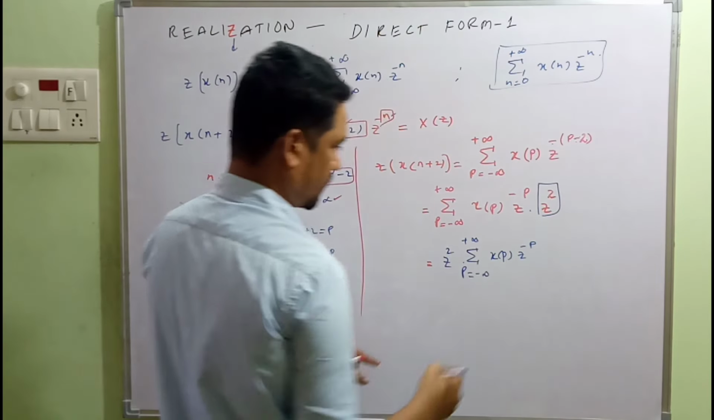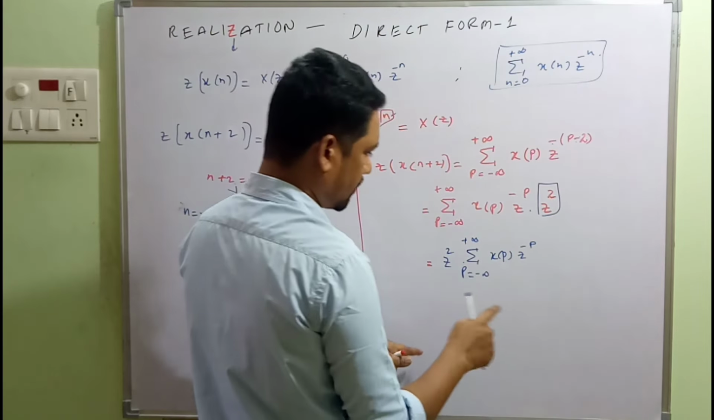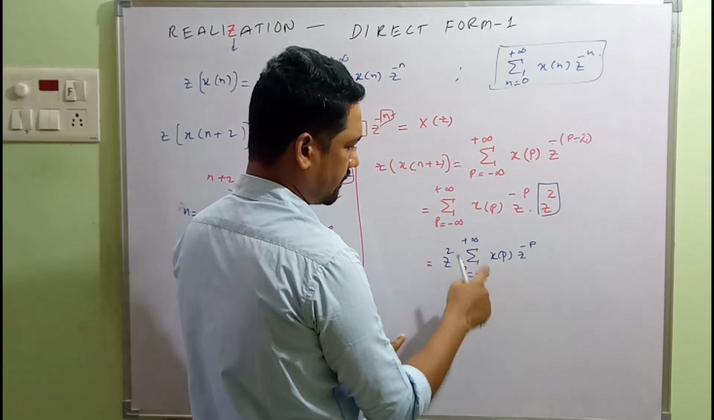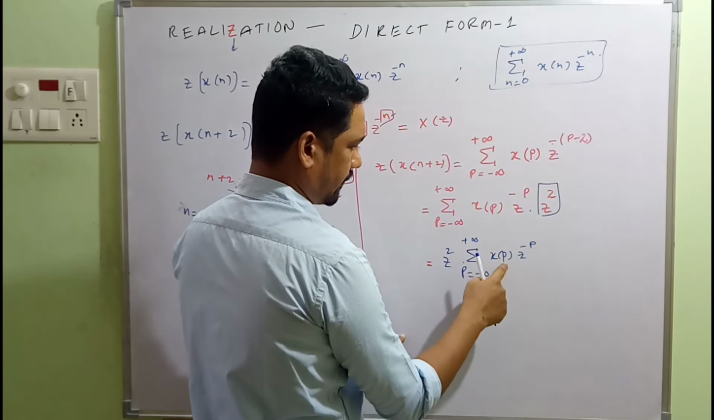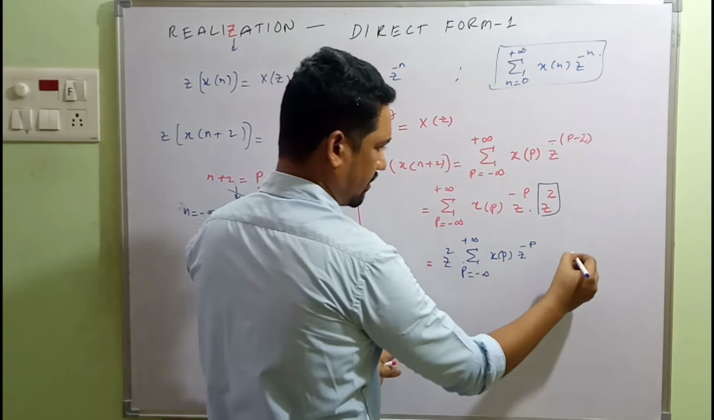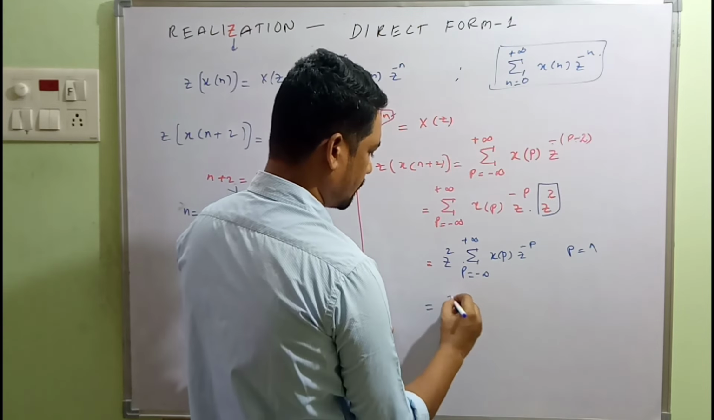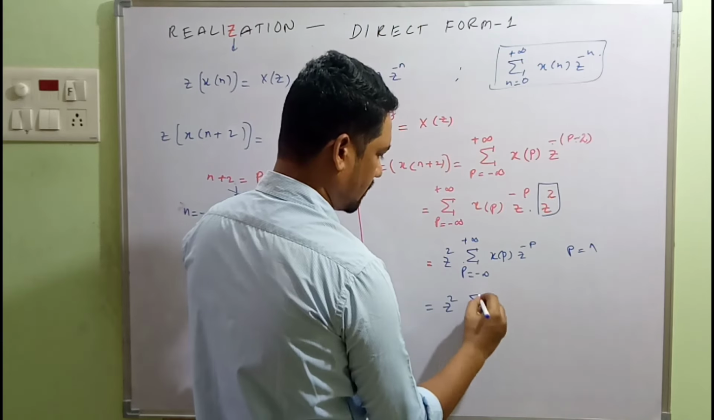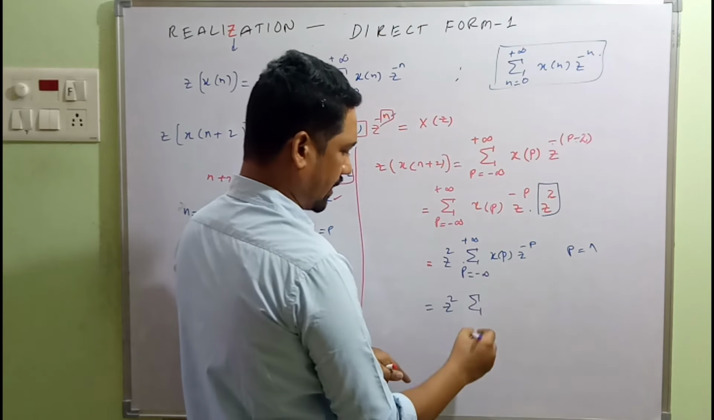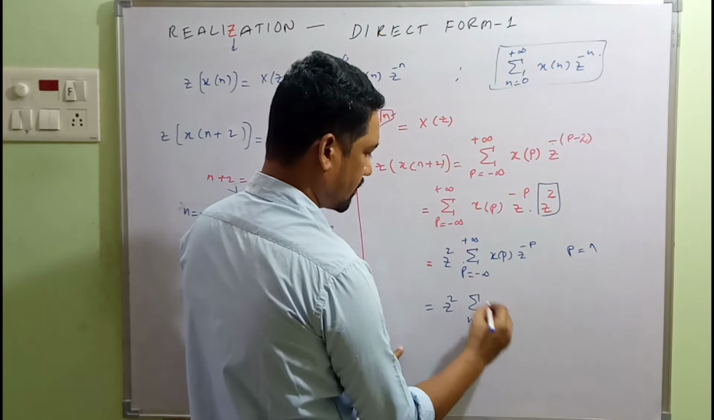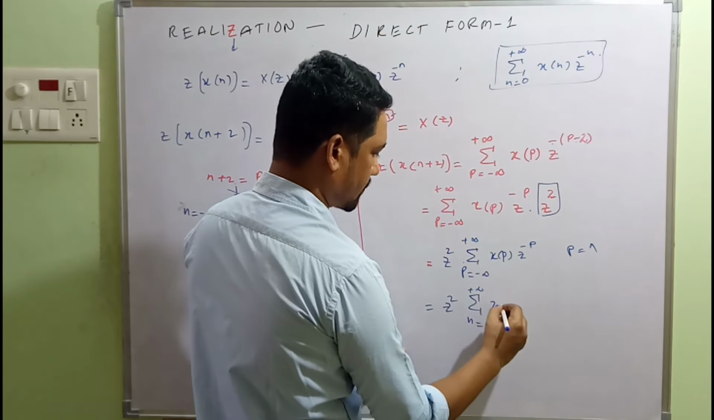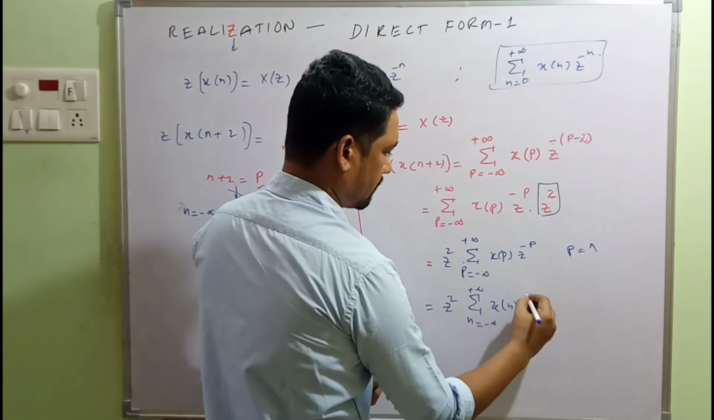Okay, that's why. Can you see? It's similar to n equal to minus infinity to infinity, x of n, z raised to minus n. When p equal to n, it will be z raised to 2 as it is, summation, and here it will go back to n equal to minus infinity to positive infinity, x of n, z raised to minus n.